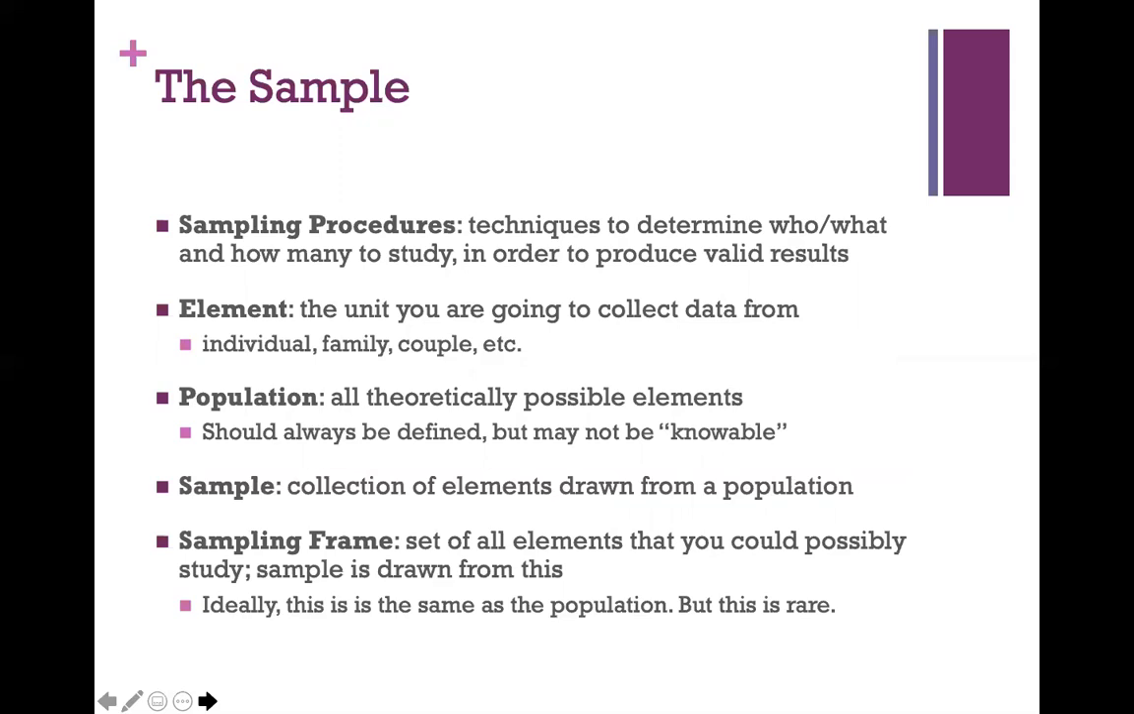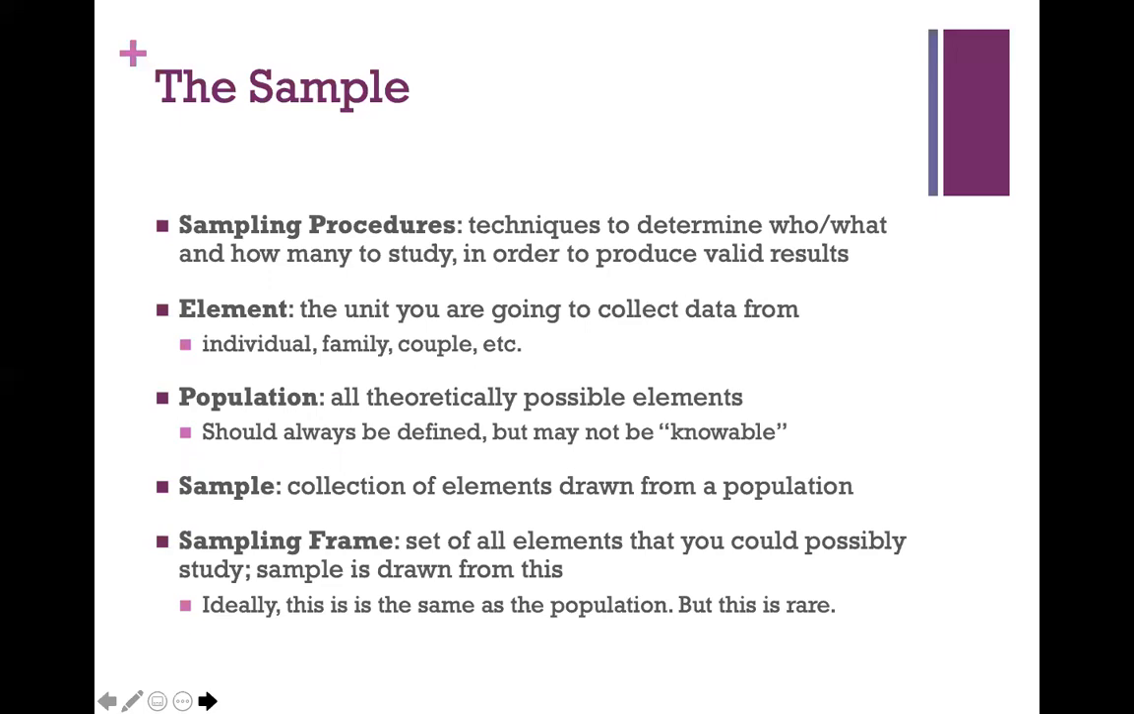An element is the unit you're going to collect data from. So most of the time in studies, we're collecting data from individuals. We may be surveying individuals. We may have individuals going through treatments and we're collecting data from them that way. But sometimes, particularly in the marriage and family therapy field, the unit we're collecting data from is relational. We might be collecting data from a couple. You might collect data from a family or a mother and child dyad. So what is the unit, the whole unit that we're really studying in a study?